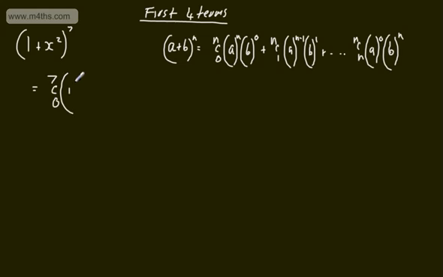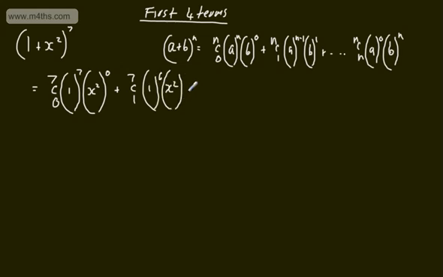So the first one is going to be 7c0. We're going to have now 1 to the power of 7, and we're going to have now x squared to the power of 0, plus 7c1. We're going to now have 1 to the power of 6. We will have x squared to the power of 1. The next one is going to be plus 7c2. We're going to get 1 to the power now of 5, and we're going to get x squared, and we need to square this bracket.